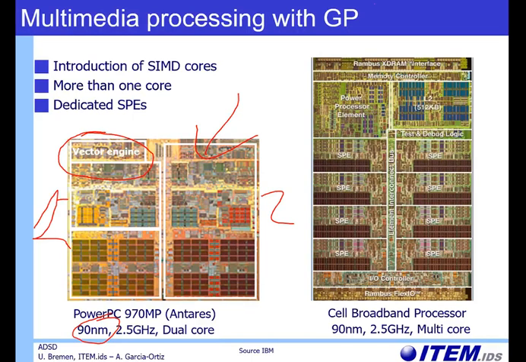Another example, also in this 90 nanometer technology, is this one. This is the so-called Cell processor. This is one of the processors that was used for the games consoles. What you can see here is that you have one main processor. It was a power processor, something like a standard RISC processor.